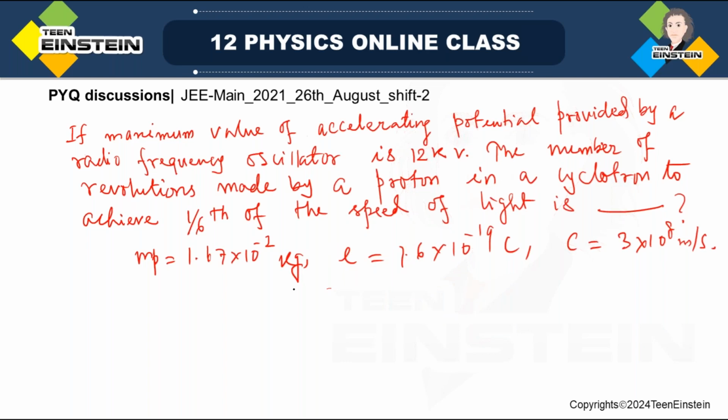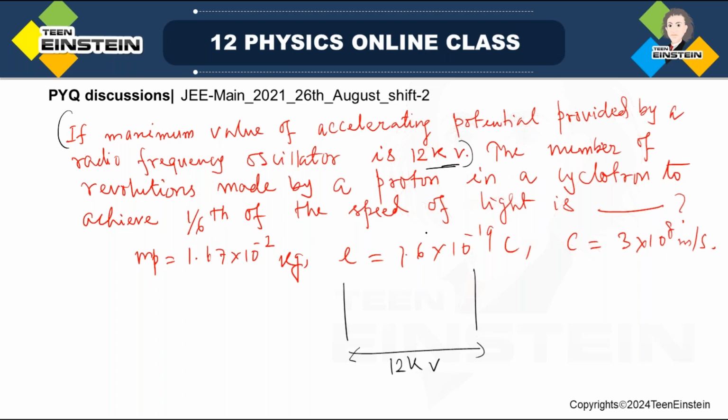See, whenever, first of all, let me understand up to here. Up to here, let us understand. If the maximum value of accelerating potential provided by a radio frequency oscillator is 12 kilovolt, that means a radio frequency oscillator is providing 12 kilovolt potential difference to a proton. Okay, to a proton. Where?